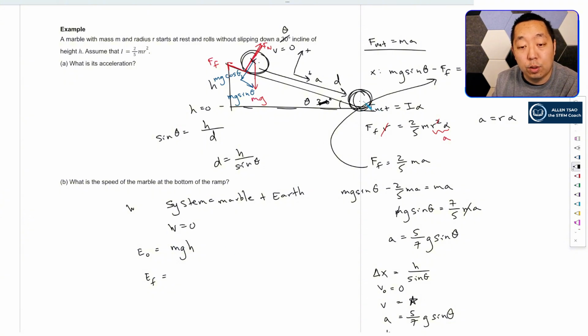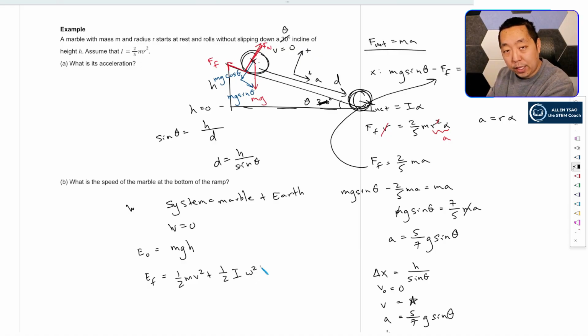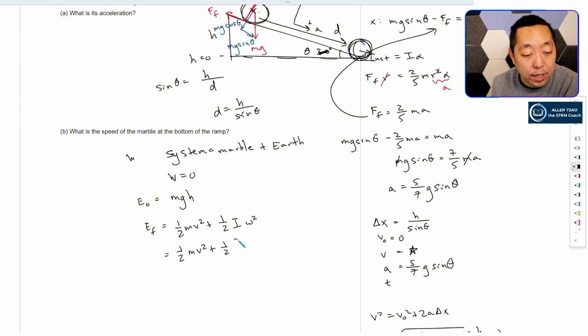And the final energy we have at the bottom: there's no potential energy, but it has two forms of energy. It has a translational kinetic energy, plus it's spinning. So there's some energy in the spinning part, and some energy in the fact that it's just moving in a straight line. The center of mass is moving. So this is 1/2 mv squared plus 1/2 times I, which is 2/5 mr squared, times omega squared.